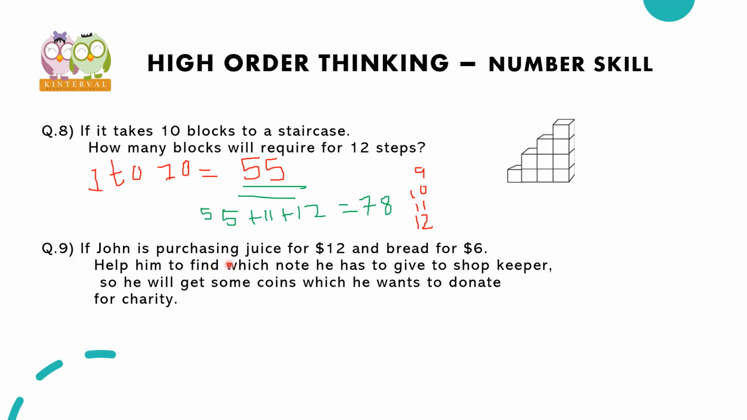Now, if John is purchasing juice for $12 and bread for $6, help him find out the note he has to give to the shopkeeper, so he will get some coins which he wants to donate to charity. Now this is a clear question of rounding off. They have given you $12 for juice and bread of 6, which gives you what? $18. Correct? Now if you do the rounding off of 18, it goes near to 20. Right? So if he is giving a $20 note to the shopkeeper, he will get change of $2, which he can donate to charity. This is a simple question.